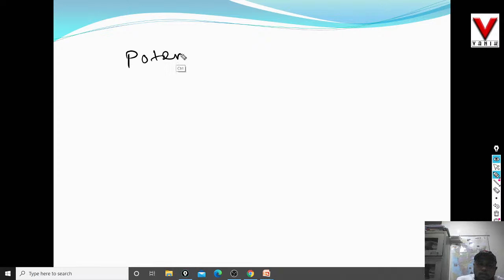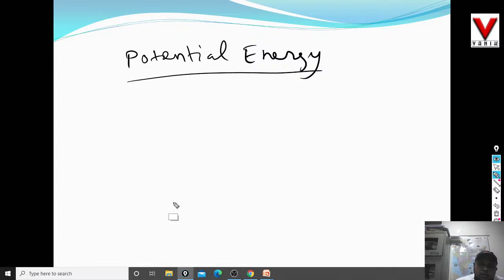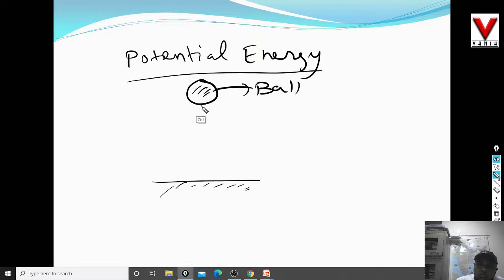Okay, let us understand what is potential energy. Let me take an example. This is the surface, and I have a ball over here. Now this ball is at some height, say h. Potential energy is the energy possessed by this body by virtue of its position.